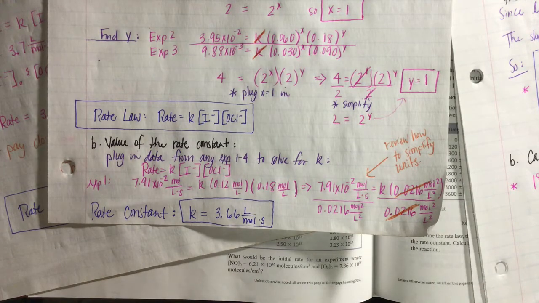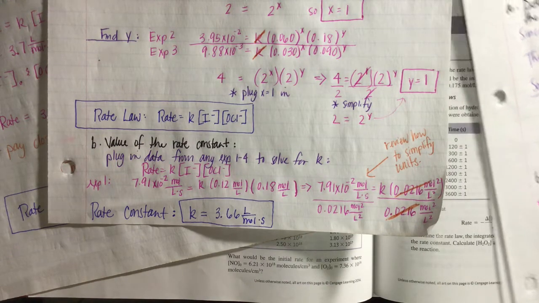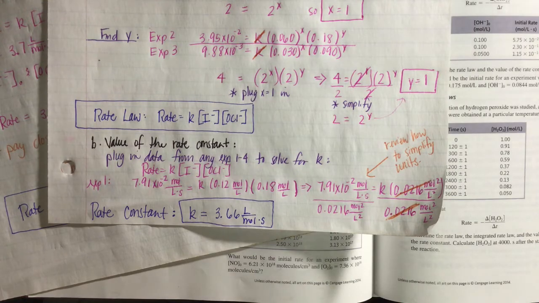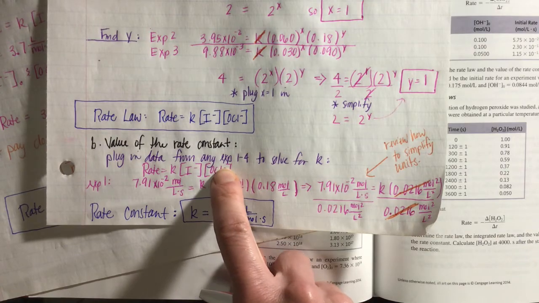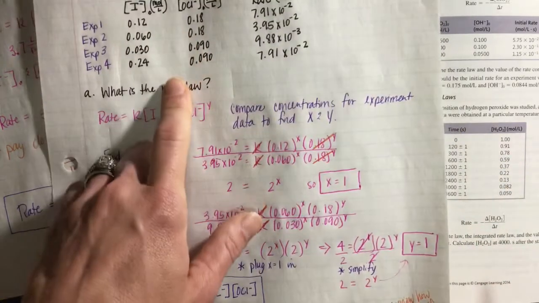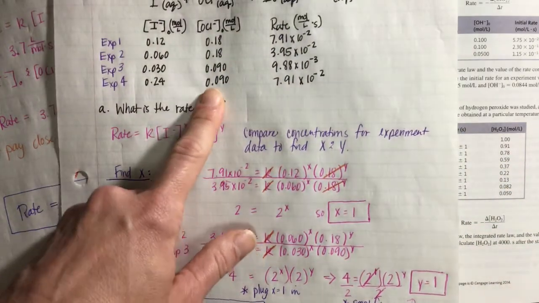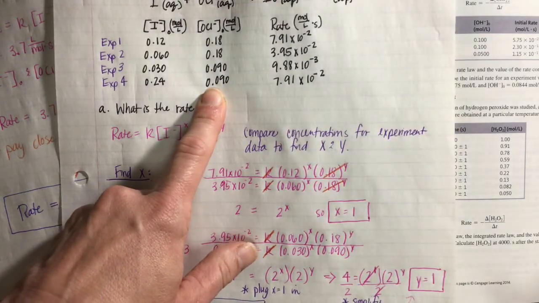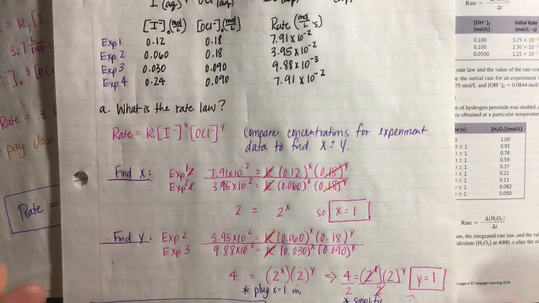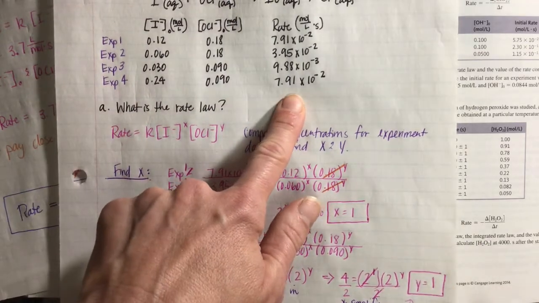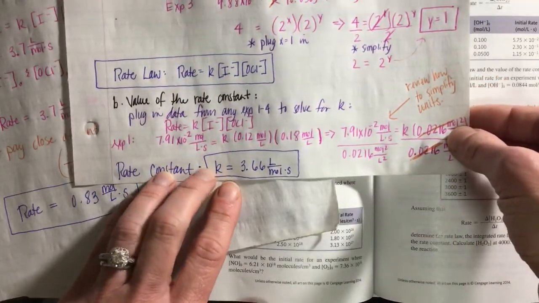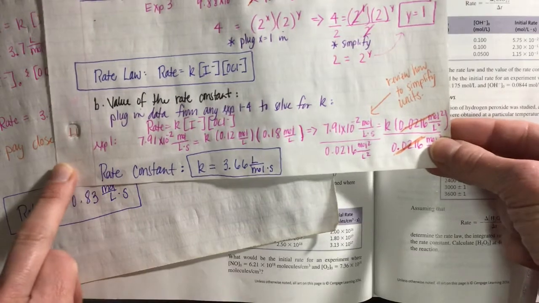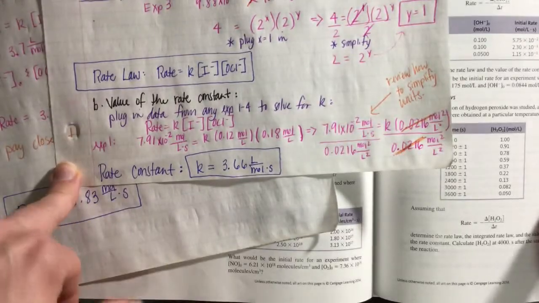Part B, we did this one yesterday as well. Calculate the value of your rate constant. When I look at the value of my rate constant, I can actually use any experiment that I want, 1 through 4, to plug data in and solve for K, because all of this is from the same reaction, so that means K is going to be the same. So what we're going to do is just pick one of these experiments and plug everything into this rate law that we have now. I always use experiment 1, like I was telling you in the last video. I don't know why I always choose that one, I just do.